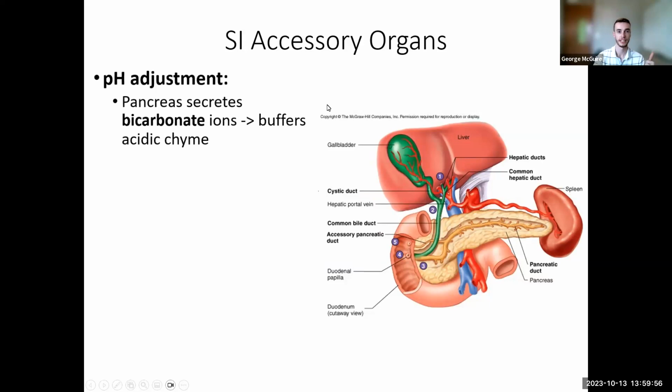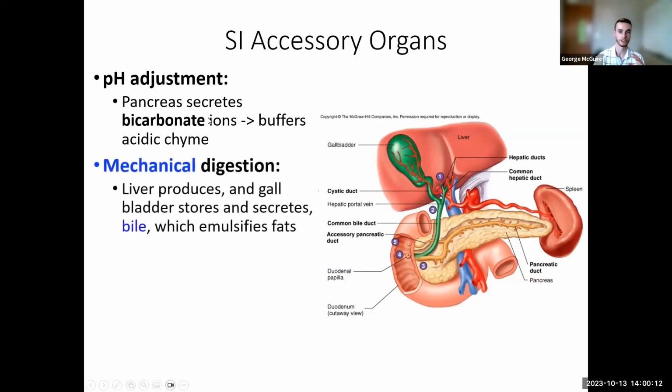So first off, that pH adjustment. Taking this really acidic chyme from our stomach, we want to buffer that and make it more basic as soon as possible. Our liver produces these bicarbonate ions that become bile. Those bicarbonate ions help reduce the acidity from the acidic chyme. They essentially accept all those free protons and thus make it more basic.